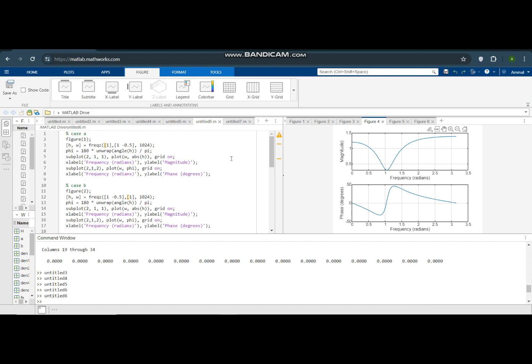For each case, the freqz function is used to compute the frequency response h over 1024 points. The magnitude and phase responses are then plotted in 2 subplots for each filter. The magnitude response shows how the filter's output amplitude varies with frequency, and for the phase, we unwrap the phase angles and convert them to degrees.